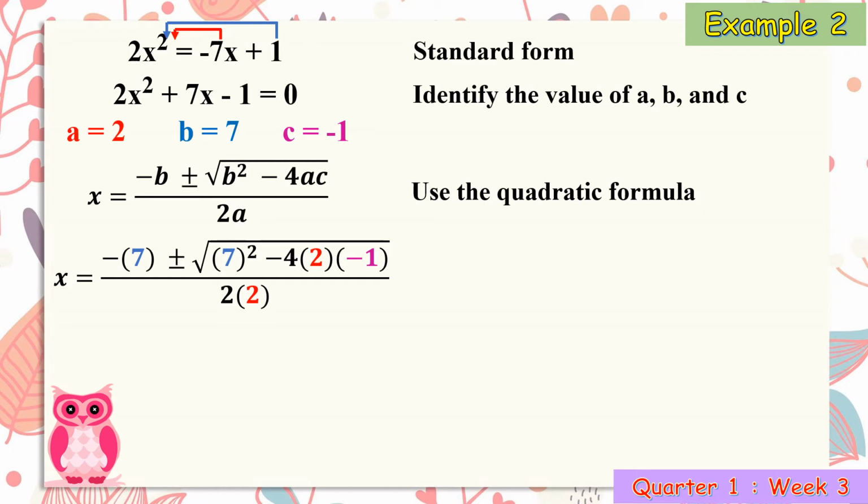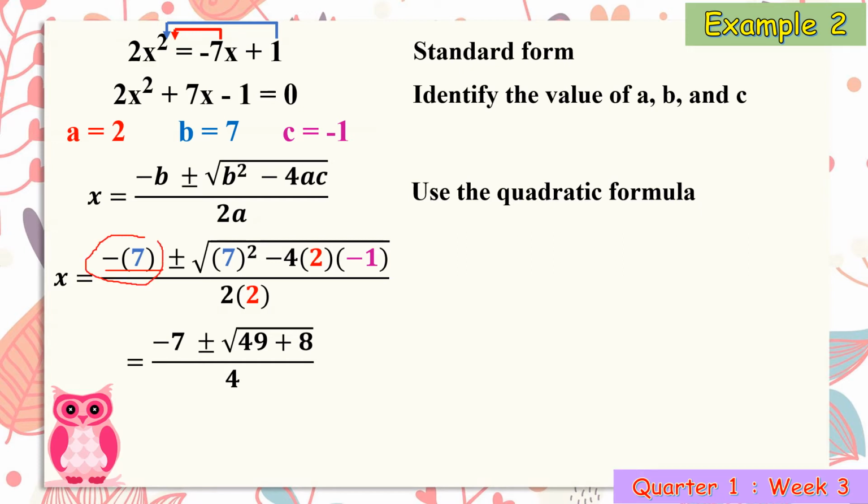So from the first one, we have here negative multiplied by 7. So that's why you got here negative 7. And then you copy here positive negative. Then afterwards, 7 squared will give us 49. And then negative 4 times 2 will give us negative 8, multiplied by negative 1 will give us positive 8. All over 2 times 2 will give us 4. Okay, so yan po yung mga binanggit ko kanina as we simplify each of our terms.